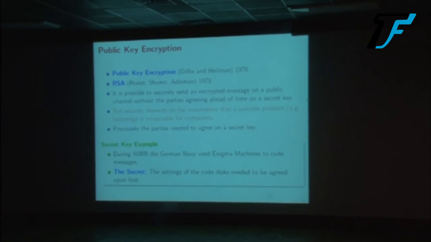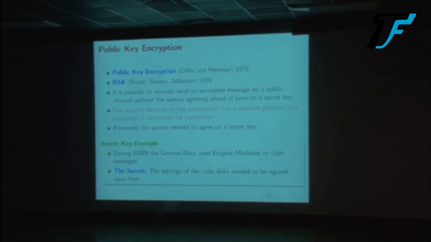And so, speaking of one of the major successes in my field, computational complexity theory, where we try to do problems that are difficult or not easy, is the concept of public key encryption. And so this was introduced by Diffie and Hellman in 1976, and the particular method used, RSA, in 1978. So the idea is it's possible to securely send an encrypted message in a public channel without the parties agreeing ahead of time on a secret key.